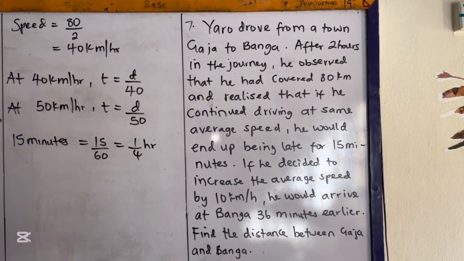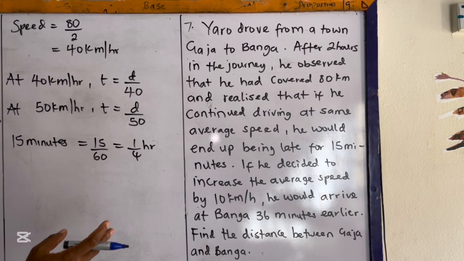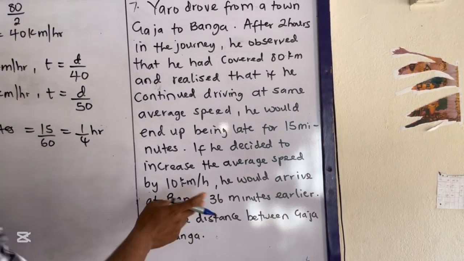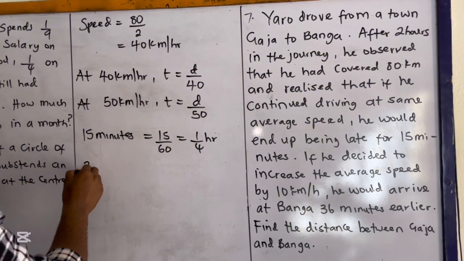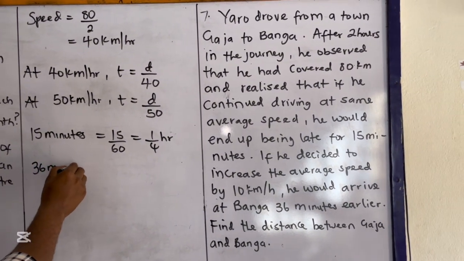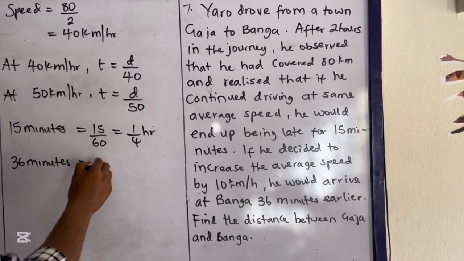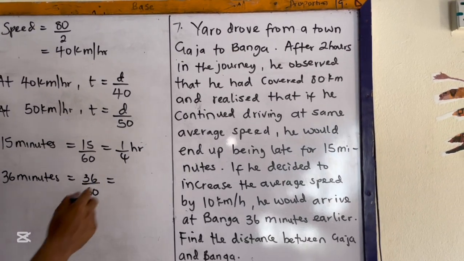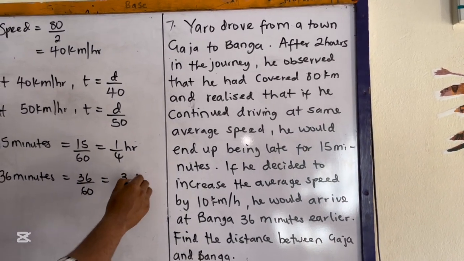Now don't forget, we also have 36 minutes. You would arrive at Banga 36 minutes earlier. So let's convert 36 minutes to hours. For 36 minutes, we have 36 over 60. 36 over 60 will give us 3 over 5 hours.